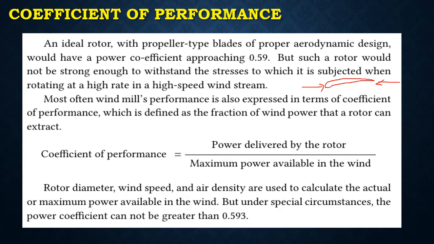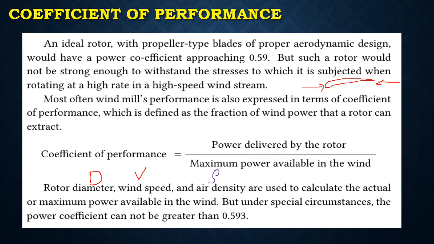Power delivered by the rotor is what we get after conversion. The converted energy in the form of mechanical as well as electrical energy is the numerator. The maximum power available in the wind is the input to the rotor. Rotor diameter, wind speed and air density are used to calculate the actual maximum power available in the wind. We already know the equation used to calculate P. That depends upon the wind speed V, air density rho, and rotor diameter D. So this is rotor diameter D, wind speed V, as well as the air density rho.